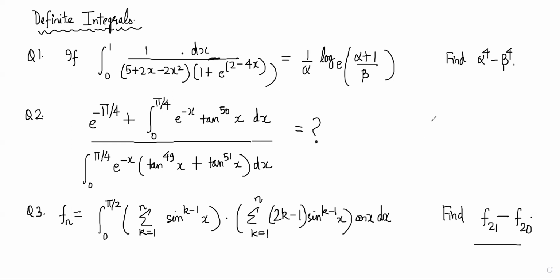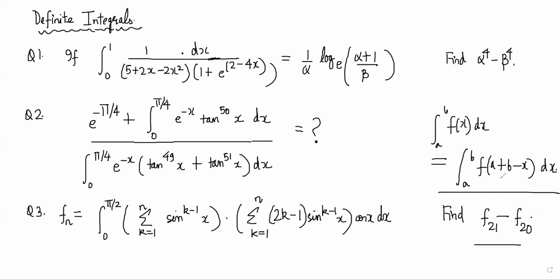The main property that you need to know is integral of a to b f of x dx is the same as integral of a to b f of a plus b minus x dx. Do you know this property for definite integrals? Yes, sir. This can be proved by taking a plus b minus x as t, right? Yes, sir. I have read it as a formula in the book.